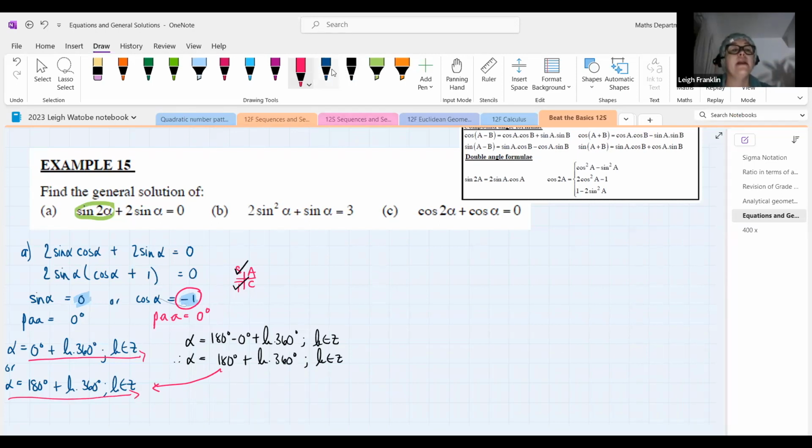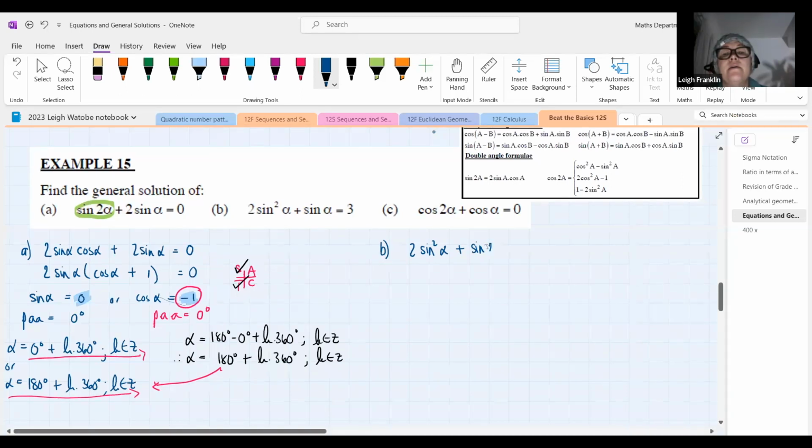Okay, are we all good? Are there any questions? Or can I move on to B? All good, no questions? Okay, so again, look at what you've got, get it into standard form. This gives us 2 sine squared alpha plus sine alpha minus 3 equals 0.